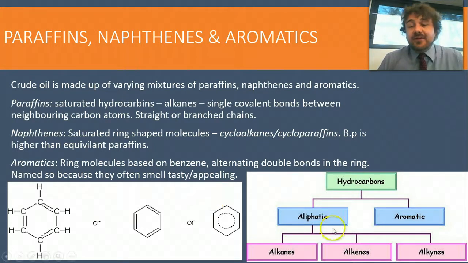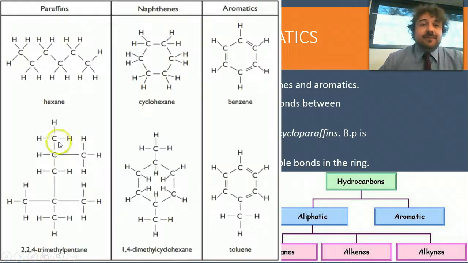Now, you'll notice that we've kind of ignored these. These are what we call aliphatics. So you've got aromatic or aliphatic. But the aliphatic hydrocarbons that we're concerned with are paraffins or naphthenes.